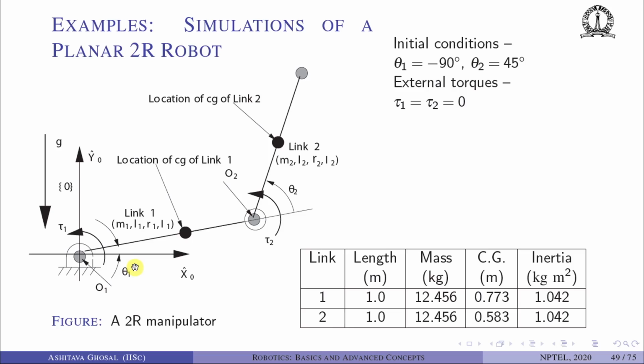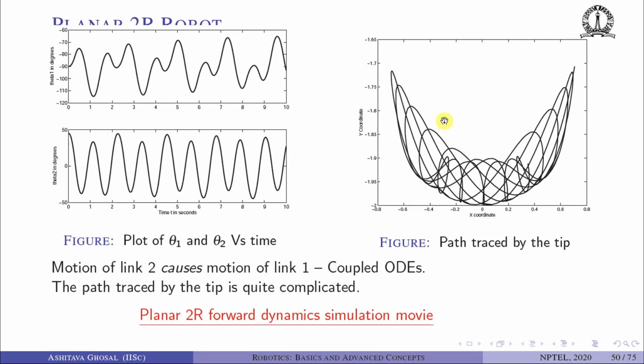Those of you who have done any course in dynamics know what a single pendulum is, which is one link with a bob at the end, but you can also have two links connected at the joint, and this is called a double pendulum. So this planar 2R with tau1 and tau2 equal to 0 is nothing but a double pendulum. So we can solve the equations of motion for this planar 2R robot, and we can plot theta 1 and theta 2 as a function of time.